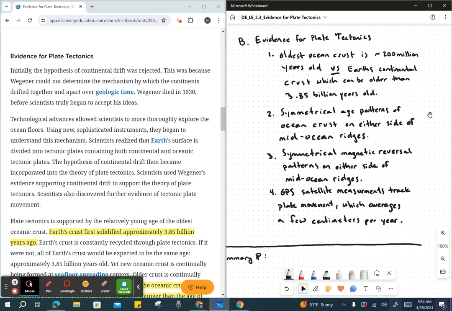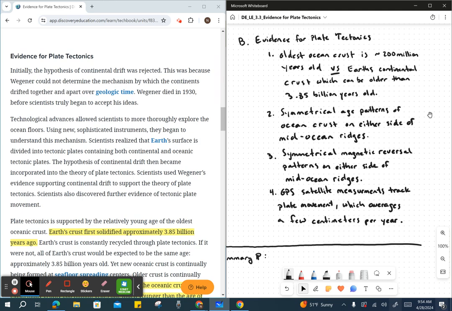The symmetrical age patterns of the ocean crust on either side of the mid-ocean ridges. If you go down a ridge, like the Mid-Atlantic Ridge, you'll find that there's similar age in the first section of rock on either side of that rift zone. And as you go further out, not only does the rock get older, but it gets older symmetrically on both sides of that ridge. So that's another interesting piece of evidence for plate tectonics.